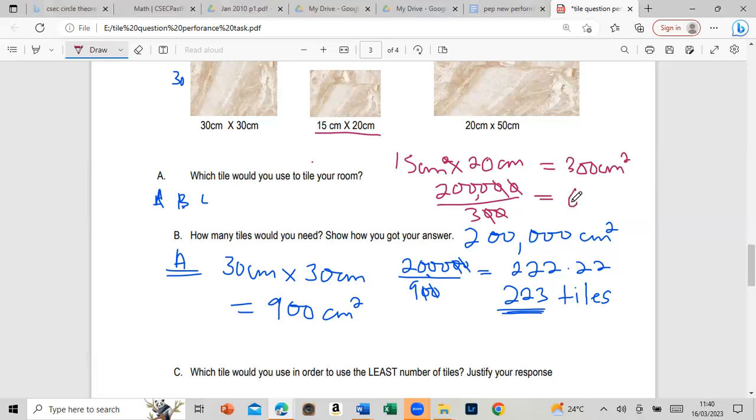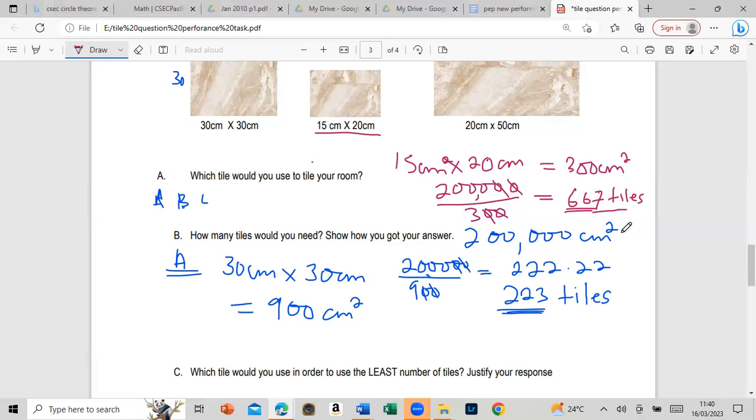So I'm just going to freestyle this, guys. Carry the 2, 6 again. I'm going to get 66.6. So basically, I'm just going to round this off to 667. You guys can do it though. I just freestyle it. So for this one, it will take 667 tiles to complete the room.